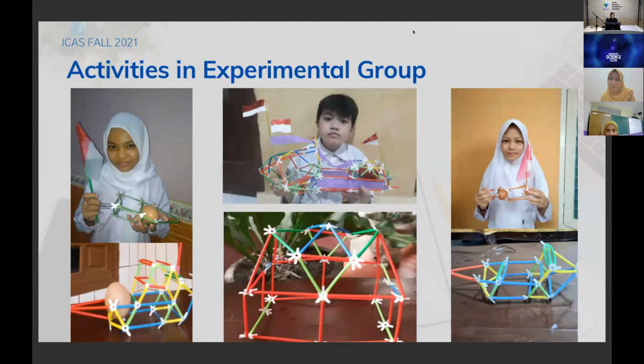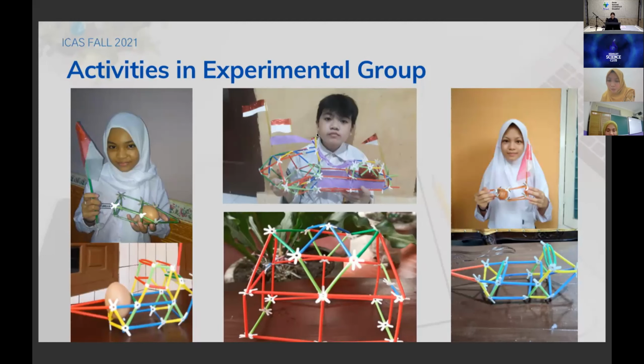Here, let me show you a picture of my students in the experimental group doing the project. This is Pulau Abang in Palembang. Pulau Abang is like a boat with a red egg, as you see in the picture. It's also a tradition from Palembang to celebrate the Independence Day of Indonesia.